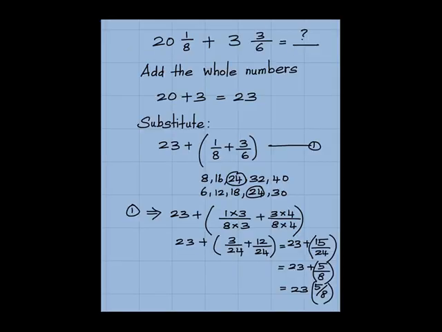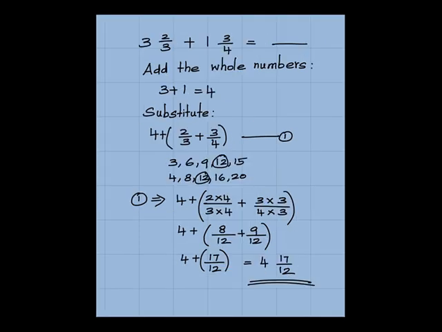Let us do the next problem. 20 and 1/8, a mixed number, and then plus 3 and 3/6, which is again a mixed number. It's the same method. Please go through this problem. You can pause it and learn from it. Okay, I'll move on to the next question. So this is again another addition of two mixed numbers. I have done it in the same method. Please pause it and learn from it.